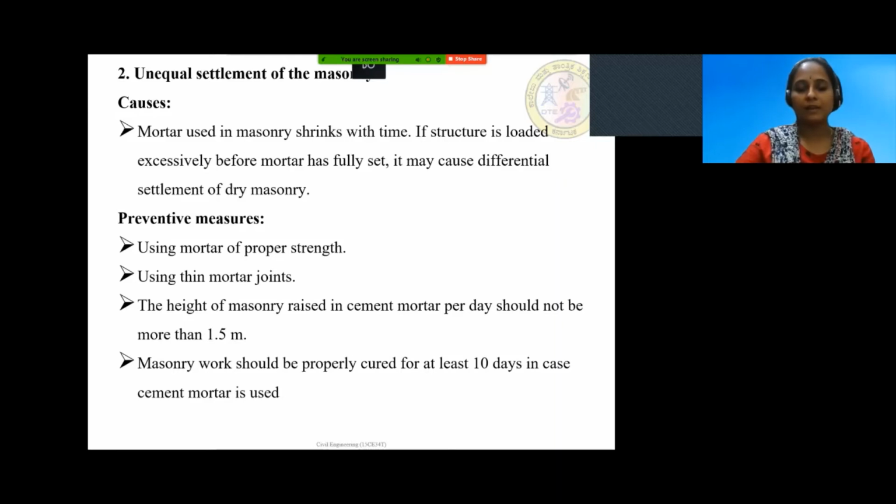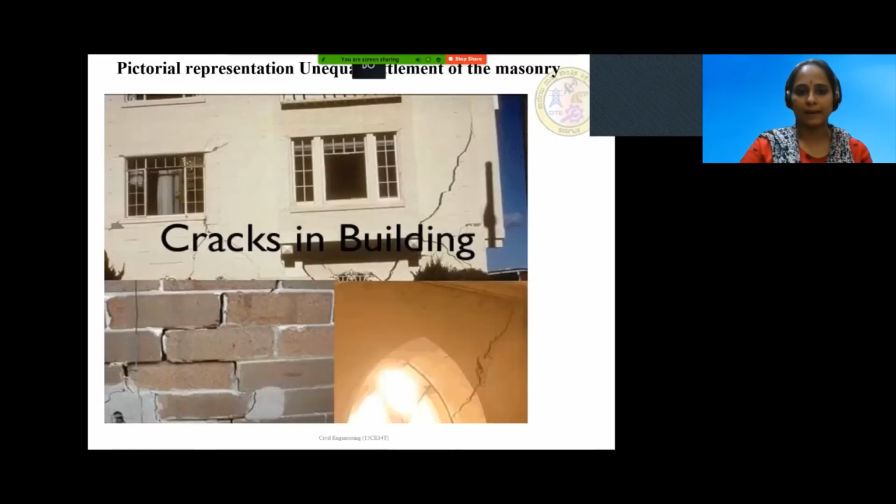Fourth one is, masonry work should be cured properly for 10 days. Means the curing aspect is very important in the construction of masonry. It should be cured for a minimum of 10 days to achieve the full strength of a masonry. So if you construct a wall of 1.5 meters, then it has to be cured for 10 days. Then only further construction of the wall can be carried out. Okay. Next, we'll move on to the next slide.